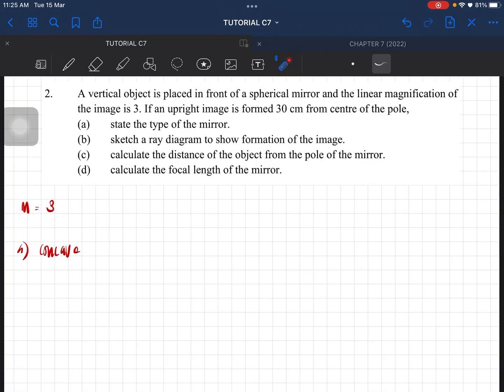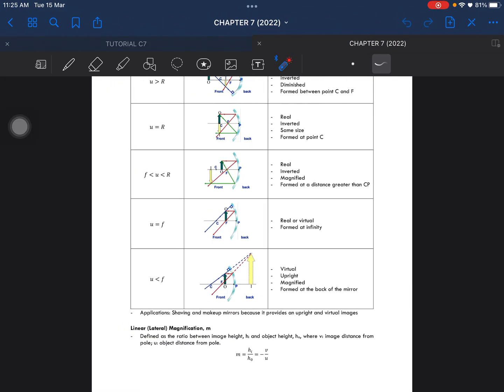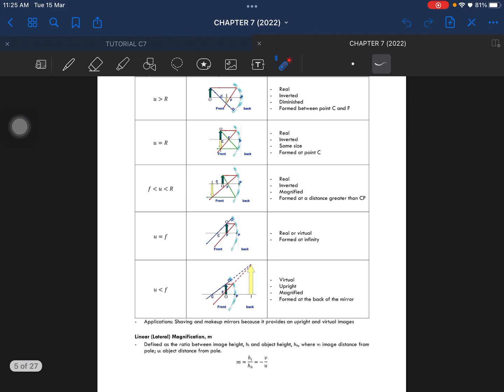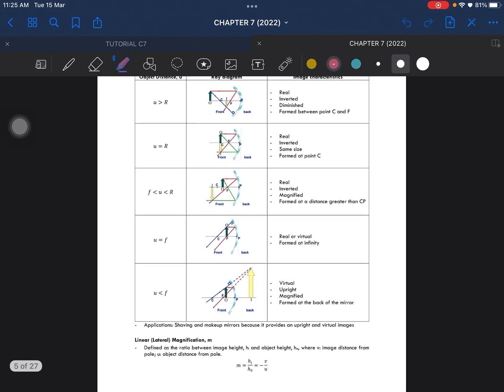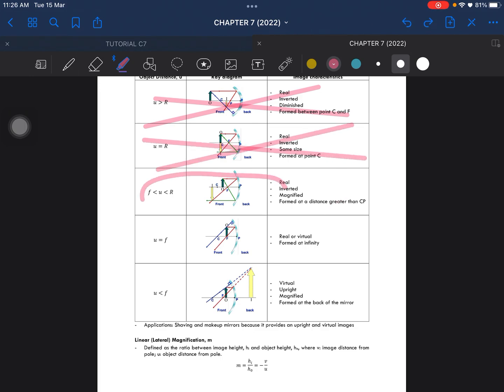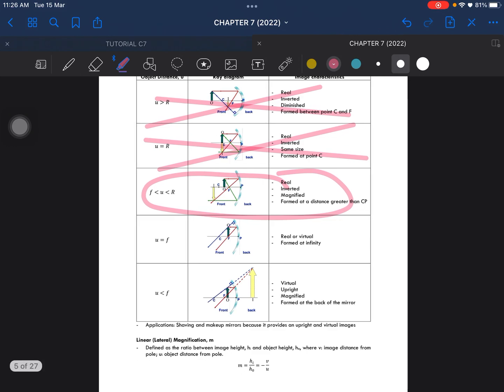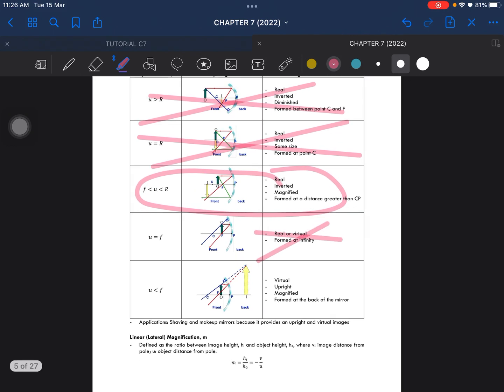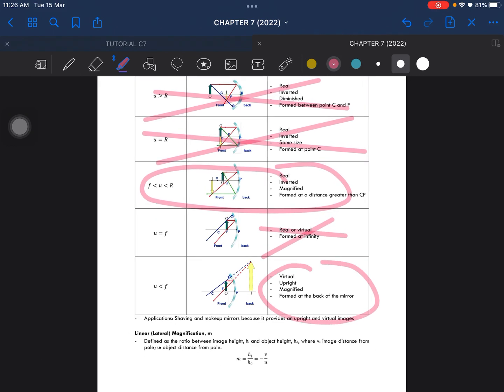For this case, the image is magnified, so we can cross out this one and this one. Now there are only two situations left: this situation and this situation.